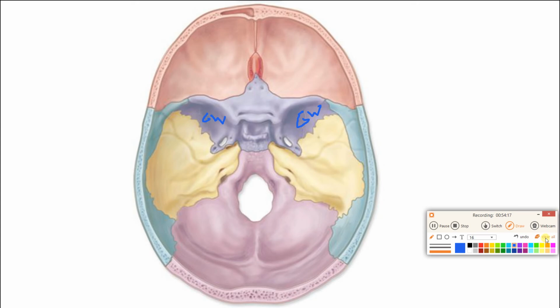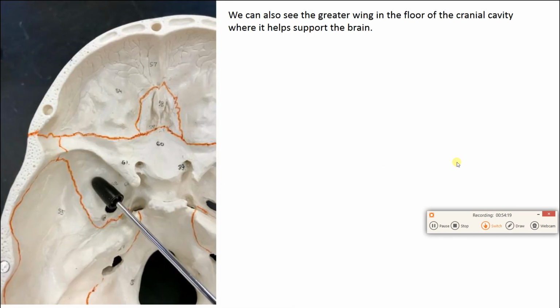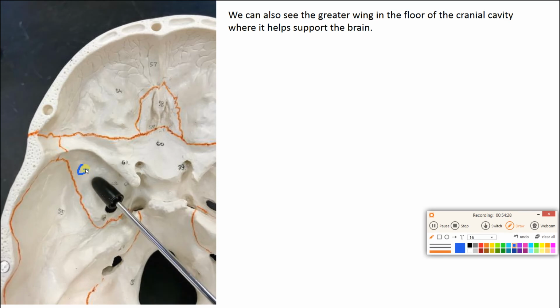Okay, let's look at some more views here. Here's the model. Here's that greater wing right there. Let's label it. The greater wing is in front of the temporal bone right here. It is behind the frontal bone right here. The frontal bone has this beautiful shelf in it. I don't know if I mentioned that earlier, but I'm mentioning it now. There's the shelf of the frontal bone. So there is your greater wing right here.